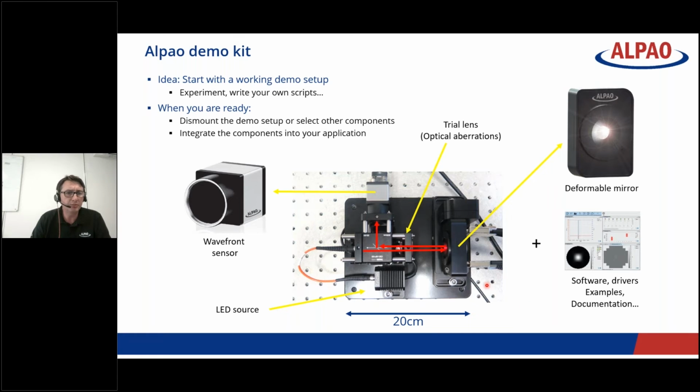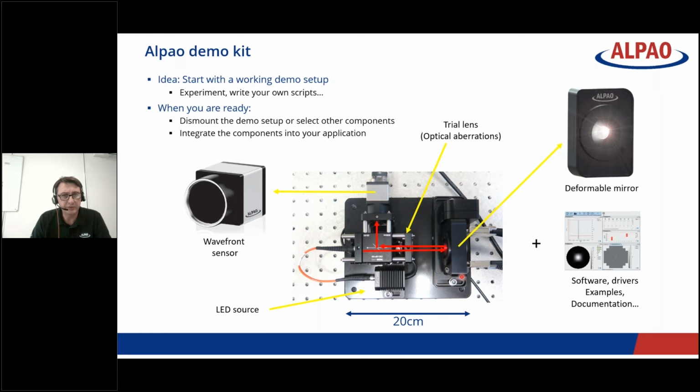So this is a small breadboard. You see it. It's typically 20 centimeters in size, where you have all the required components to practice adaptive optics and to really do useful correction. It can also be used for training purposes. So what you have is an optical source. It's a simple LED with a fiber.